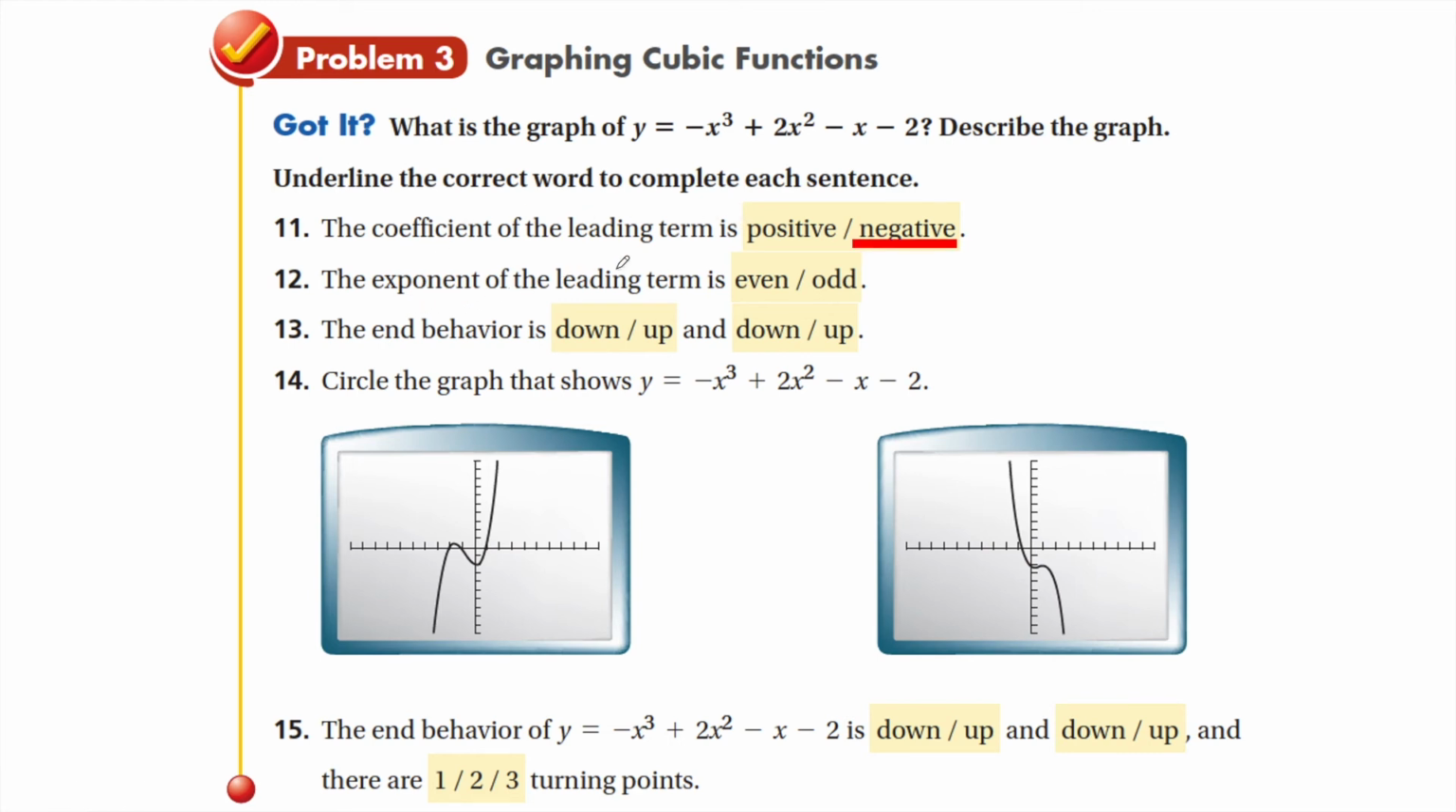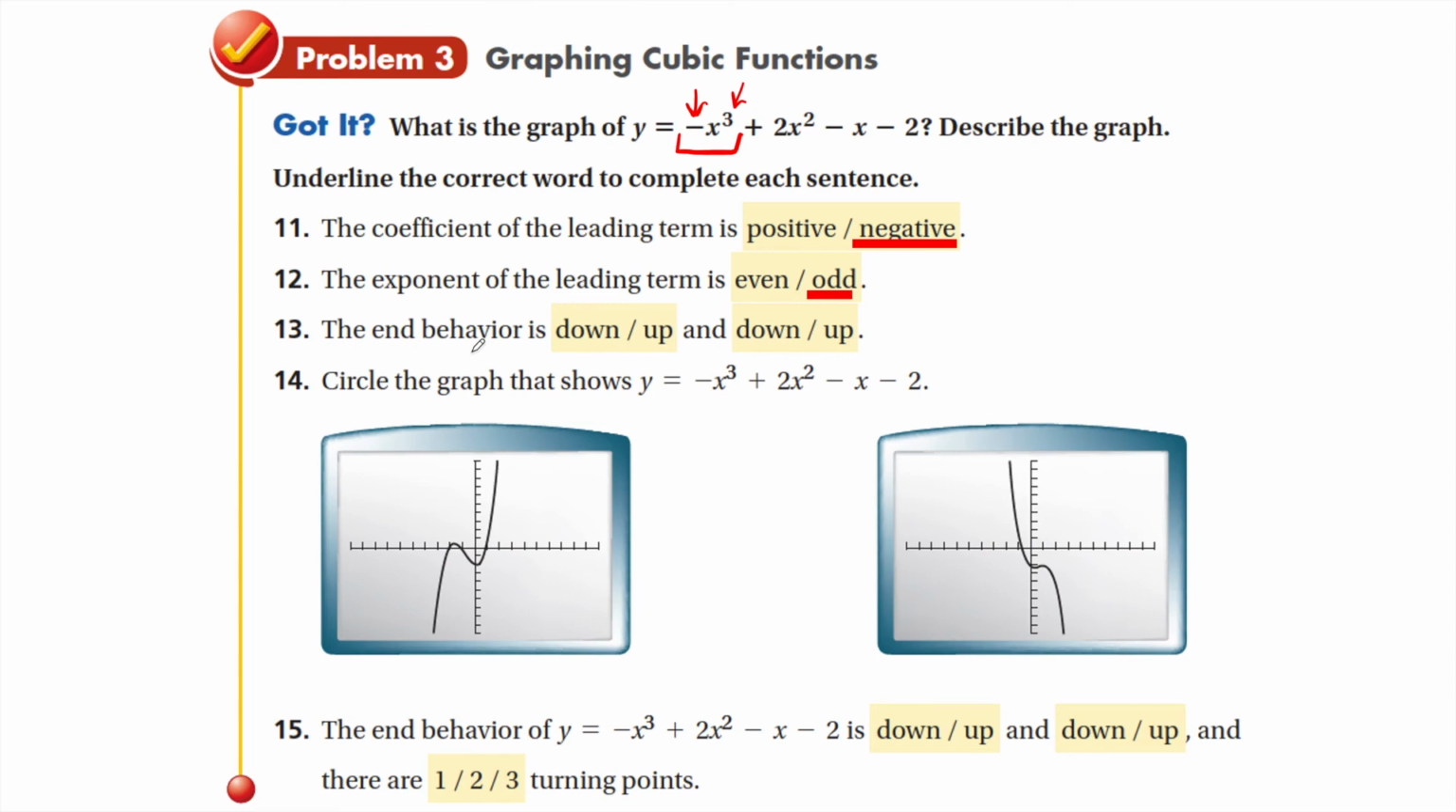The exponent of the leading term is odd. Well, since it's cubic, it's a 3, so it has to be odd. And remember, the leading term, if we were to write in standard form, is going to be the term with the highest exponent. In this case, that's where the negative comes from, and the odd exponent.